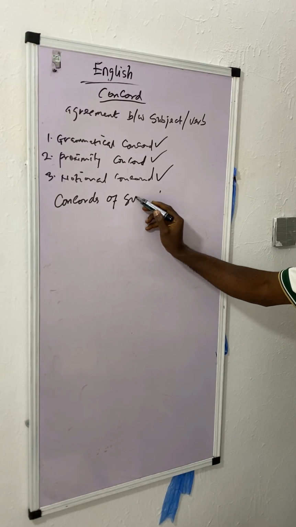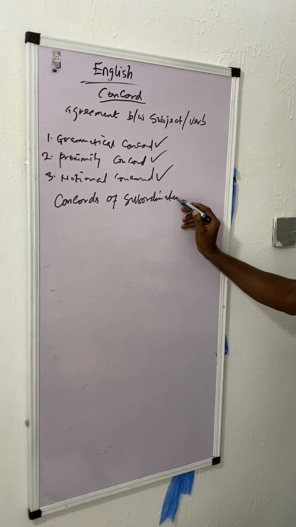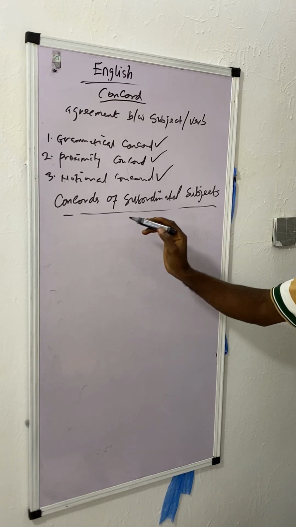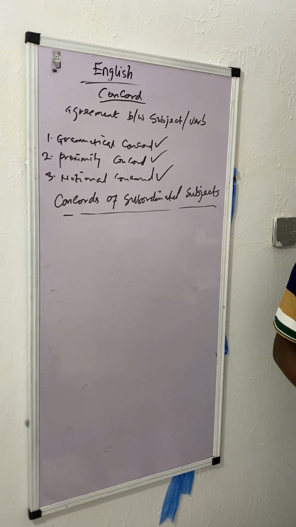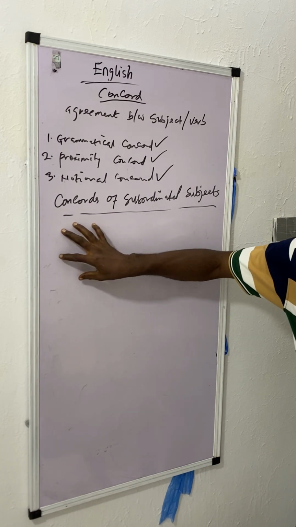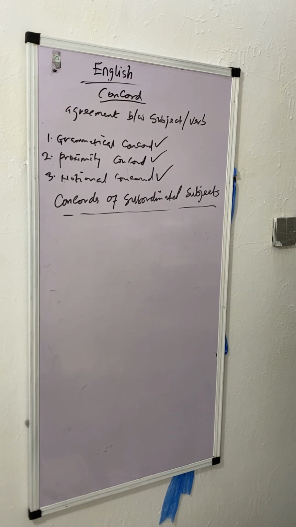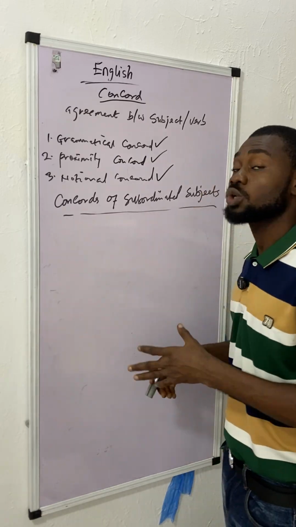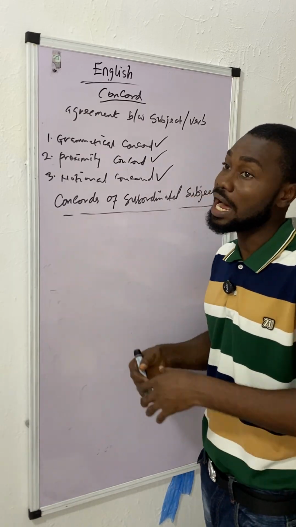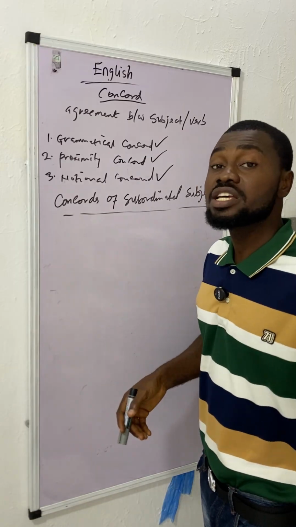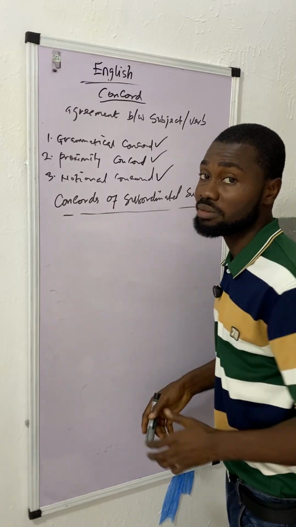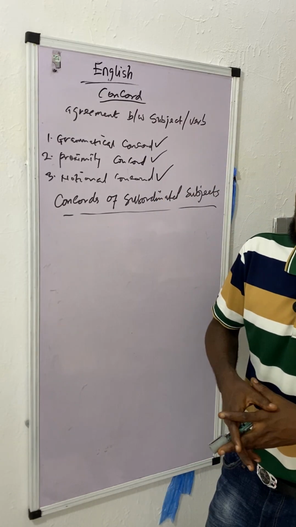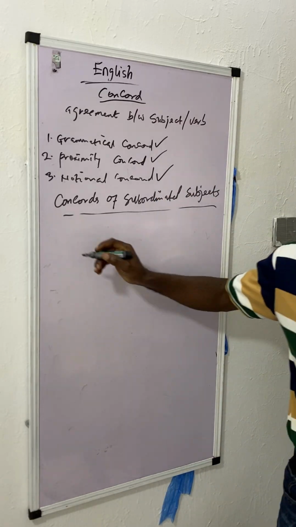Concords of subordinated subjects. All right. The law states that if a group subject, or compound subject, has a coordinator such as "and". Remember the types of conjunction when we dealt with conjunctions. We talked about the coordinating conjunction, subordinating conjunction, and correlating conjunction. And the coordinating conjunction includes the FANBOYS acronym: for, and, nor, but, and so on and so forth. All the acronyms there. All right.